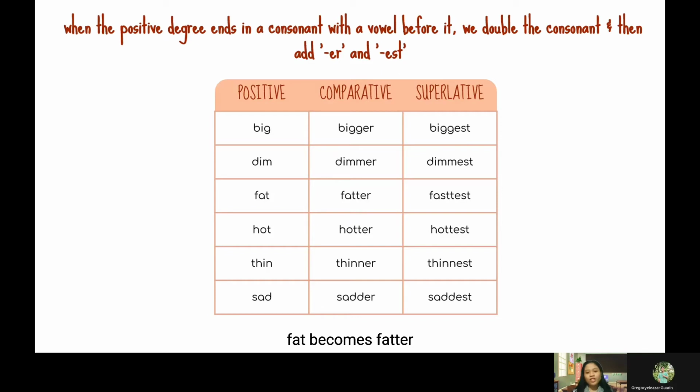Fat becomes fatter to fattest. Hot becomes hotter to hottest. Thin becomes thinner to thinnest. Sad becomes sadder to saddest. Now, there is another rule.